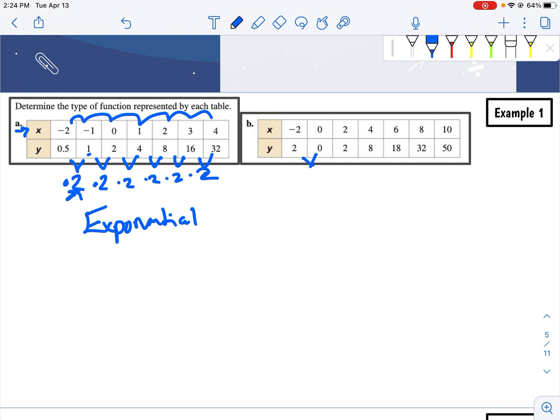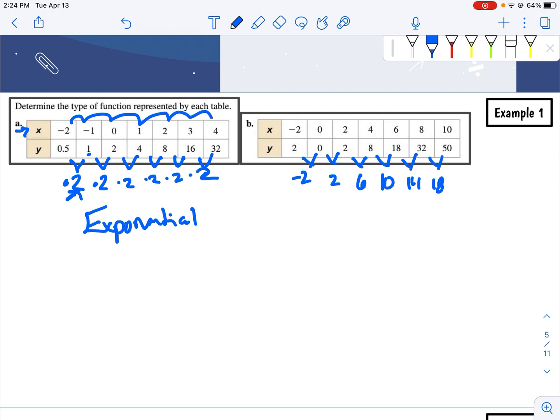Now if we look at part B, here we are going -2. Oh, whoops, we're not going -2. Yeah, we're going -2, +2, +6, 10. Let's see, 14, 18. So we have quite a bit of change going on.